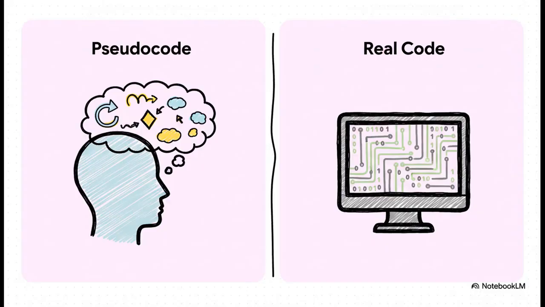And this comparison here just nails the difference. Pseudocode is for us, for people. It's a tool for thinking, for focusing only on the logic of your plan. Real code, on the other hand, that's for the machine. It demands absolute perfection, because a computer can't guess what you mean. It needs every single rule followed to the letter.